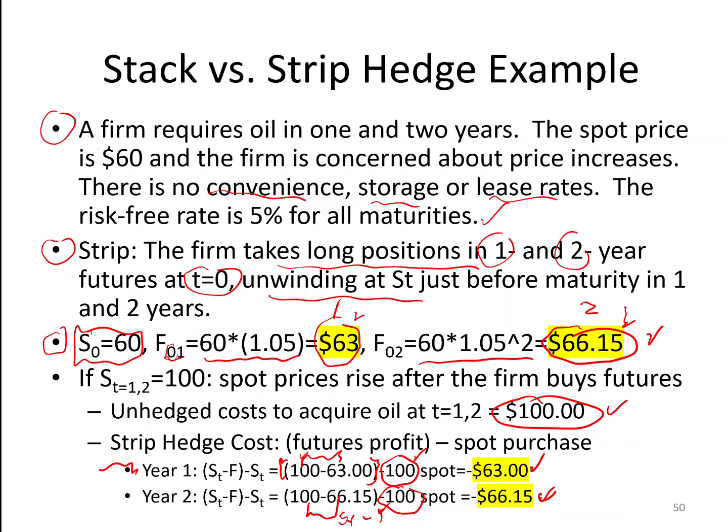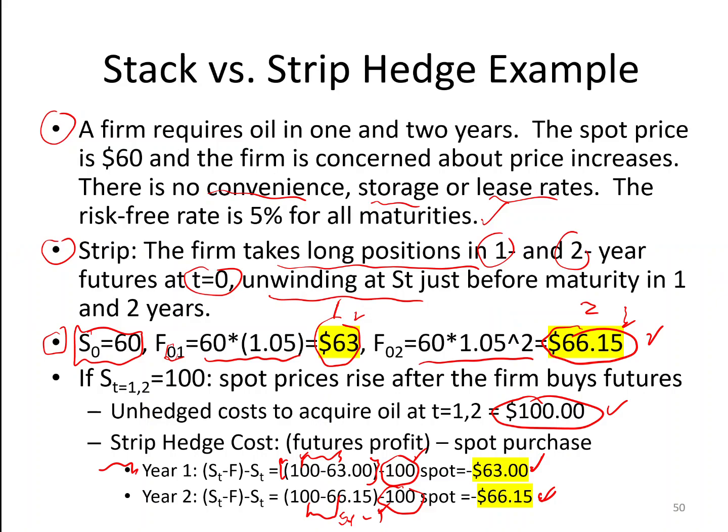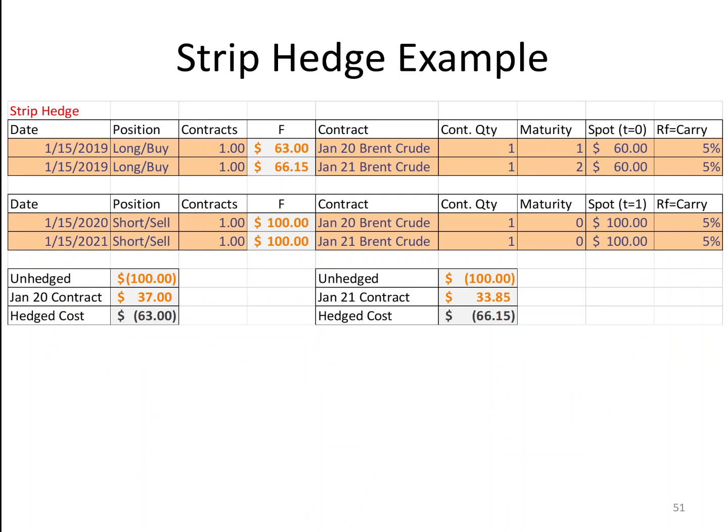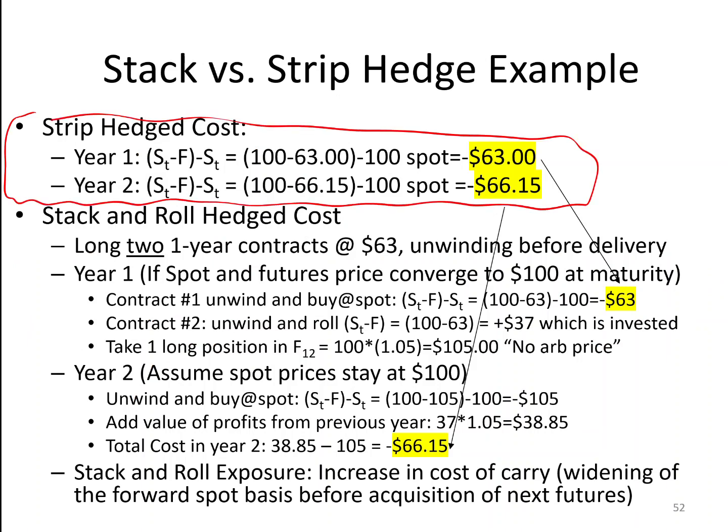However, what if they do a stack and roll hedge? And by the way, these are the examples with dollars in the spreadsheet and the start and end files. But what if they do this stack and roll hedge? All right, so just to reiterate, this is the cash flows from the strip hedge. They're going to pay $63 at end of year 1 and $66.15 at the end of year 2. But here's the stack and roll hedge.